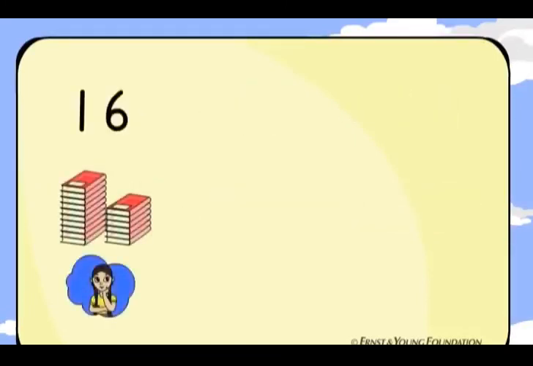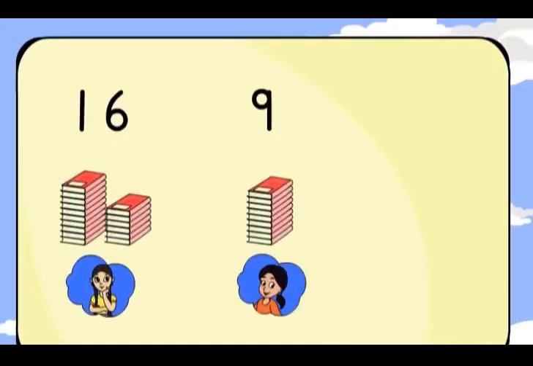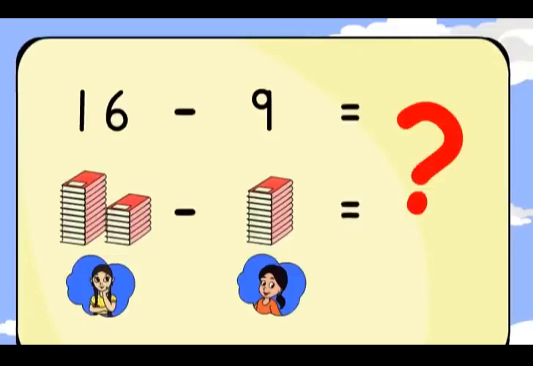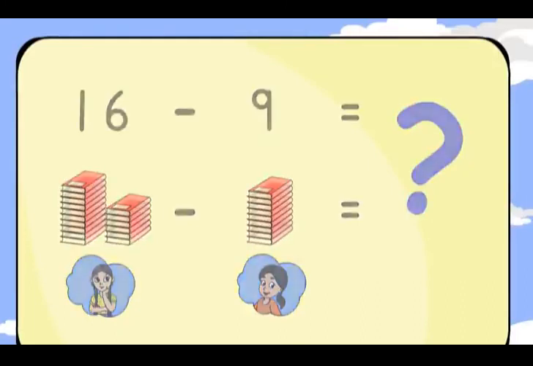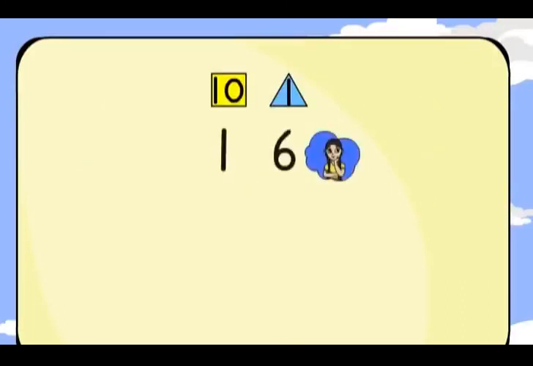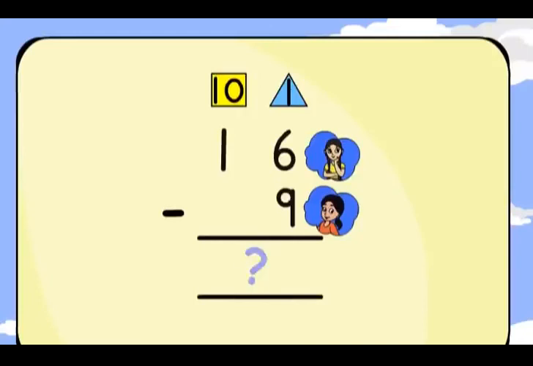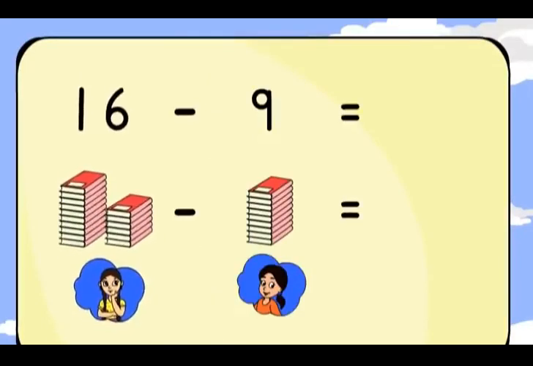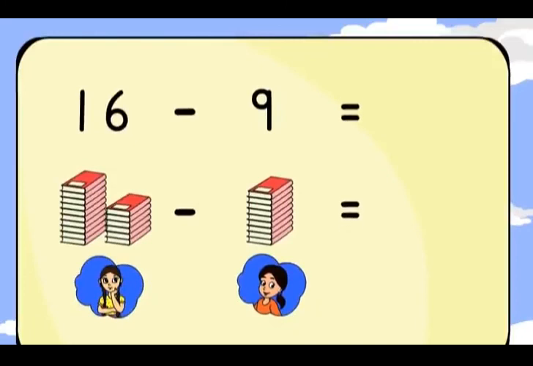Meenu has 16 books. Sheila has 9 books. How many more books does Meenu have? 16 minus 9 is equal to 7. Meenu has 7 more books.